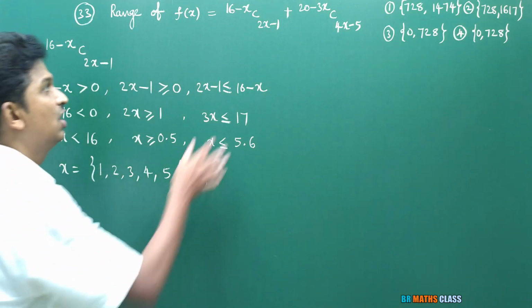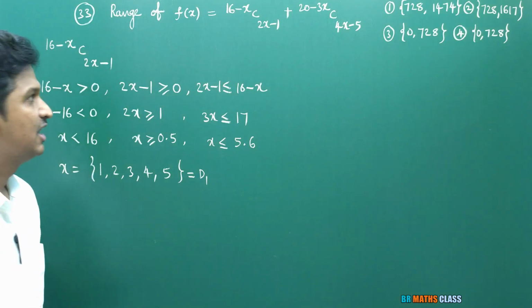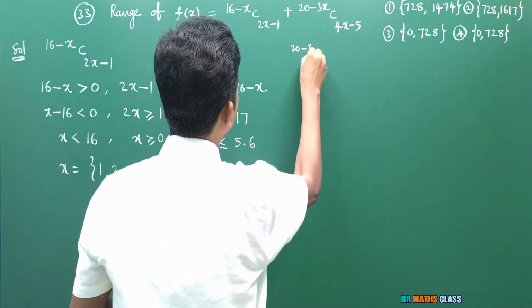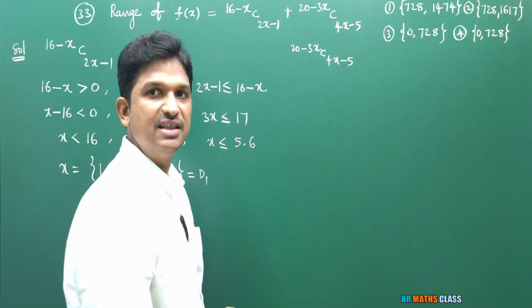Now I calculated the domain of this part. I got it as 1, 2, 3, 4, 5. I hope you are understanding. Now I'll calculate the domain of this part. 20 minus 3x C 4x minus 5. This is of the form nCr.